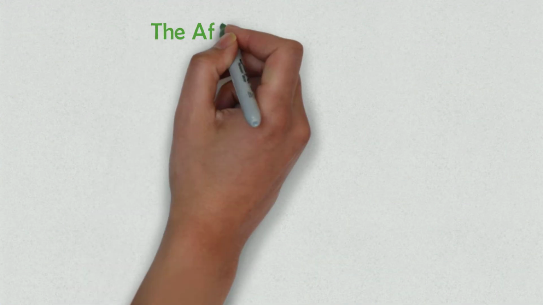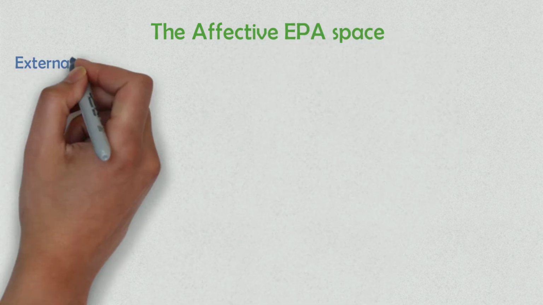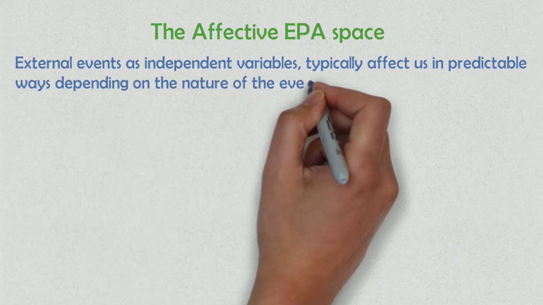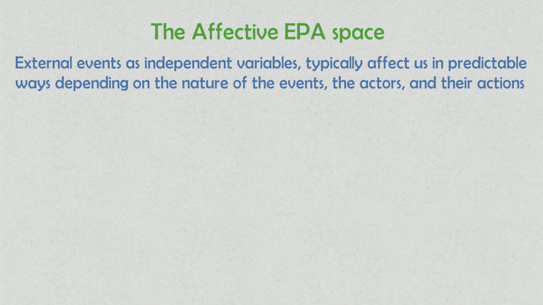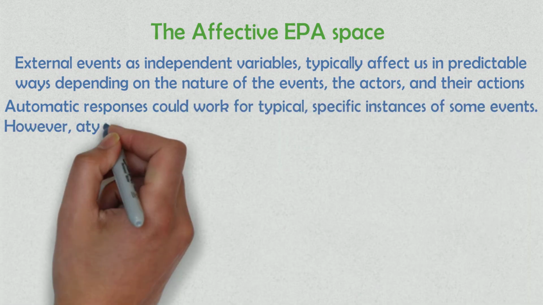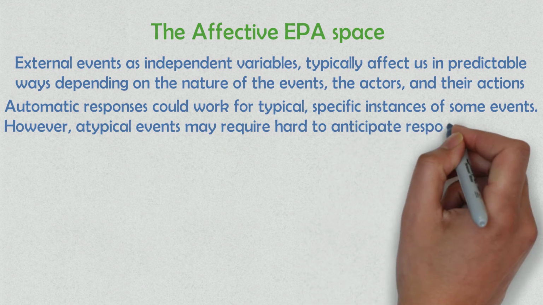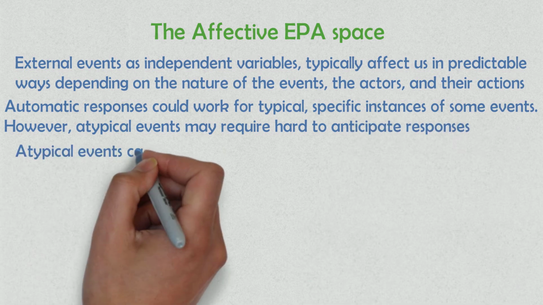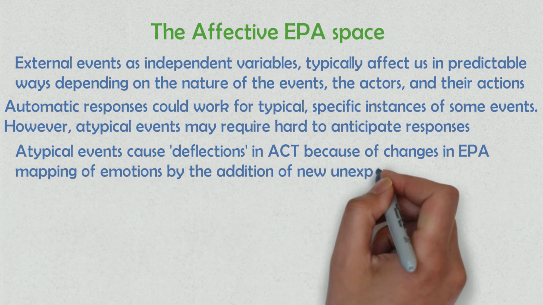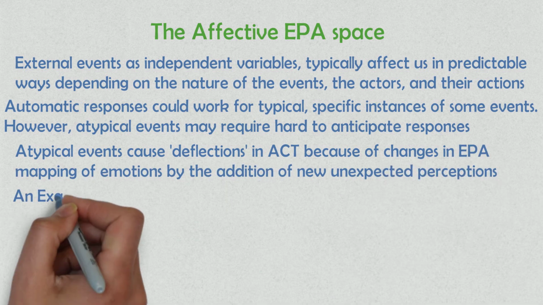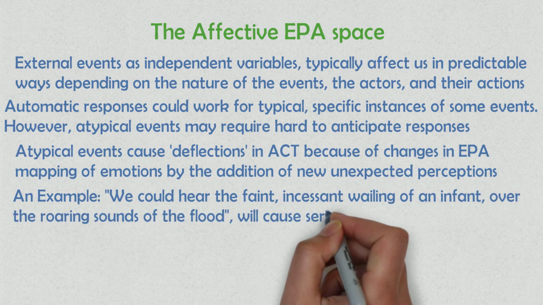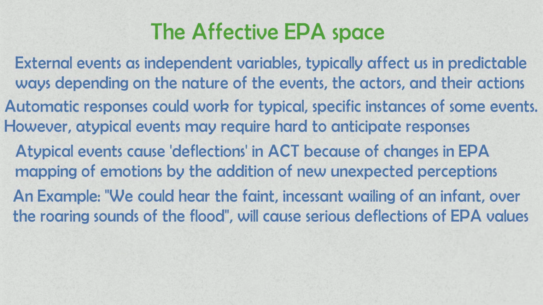The effective EPA space. External events as independent variables typically affect us in predictable ways depending on the nature of the events, the actors, and their actions. Automatic responses could work for typical, specific instances of some events. However, atypical events may require hard-to-anticipate responses. Atypical events cause deflections in ACT because of changes in EPA mapping of emotions by the addition of new unexpected perceptions. An example, we could hear the faint, incessant wailing of an infant, over the roaring sounds of the flood, will cause serious deflections of EPA values.